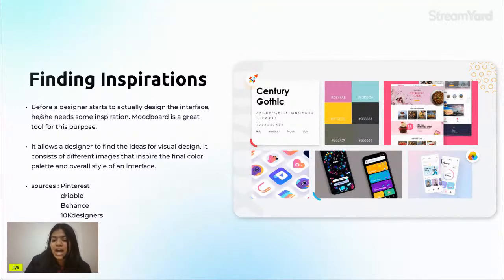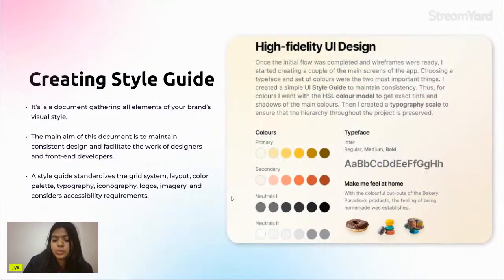And when you make a collage of such things which you like, you think that yes, these things you can apply to your UI, this will look good, so this is known as a mood board. So after creating the mood board, you put up all the things in one place. You move on to creating a style guide. Now what is a style guide?